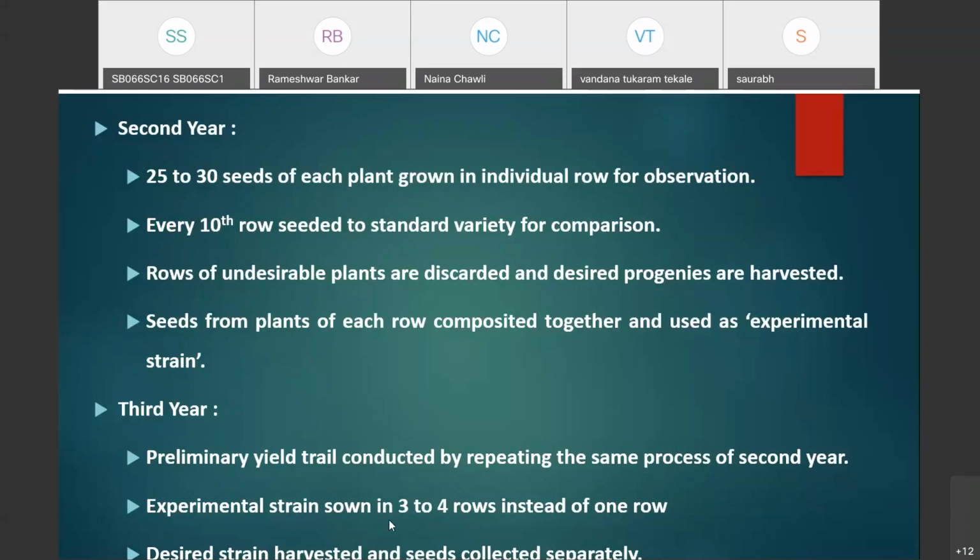Experimental strain is sown in 3 to 4 rows instead of one row. The desired strain is harvested and the seeds collected separately. Seeds of the desired strain from each row are harvested and collected separately. In the third year, preliminary yield trials are carried out.